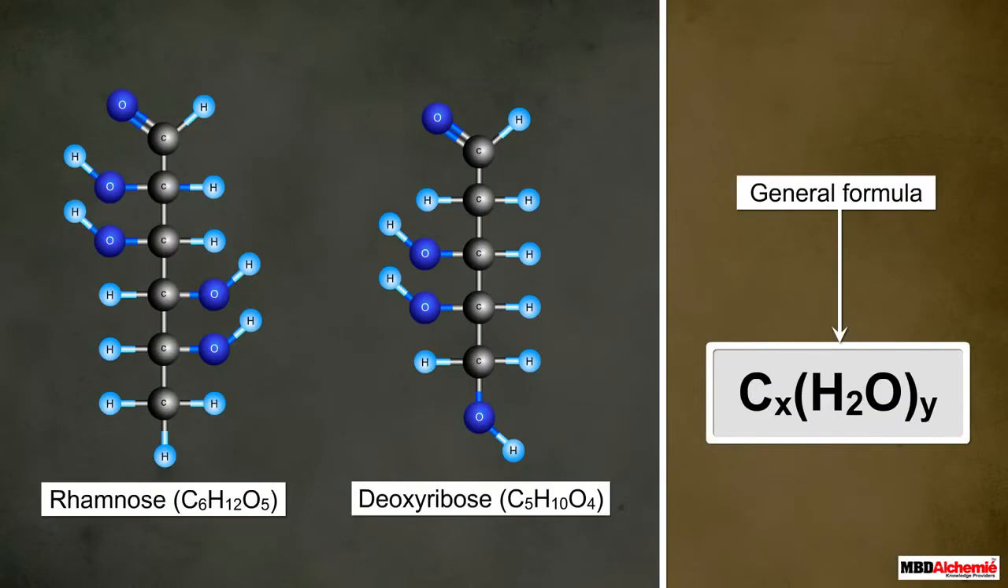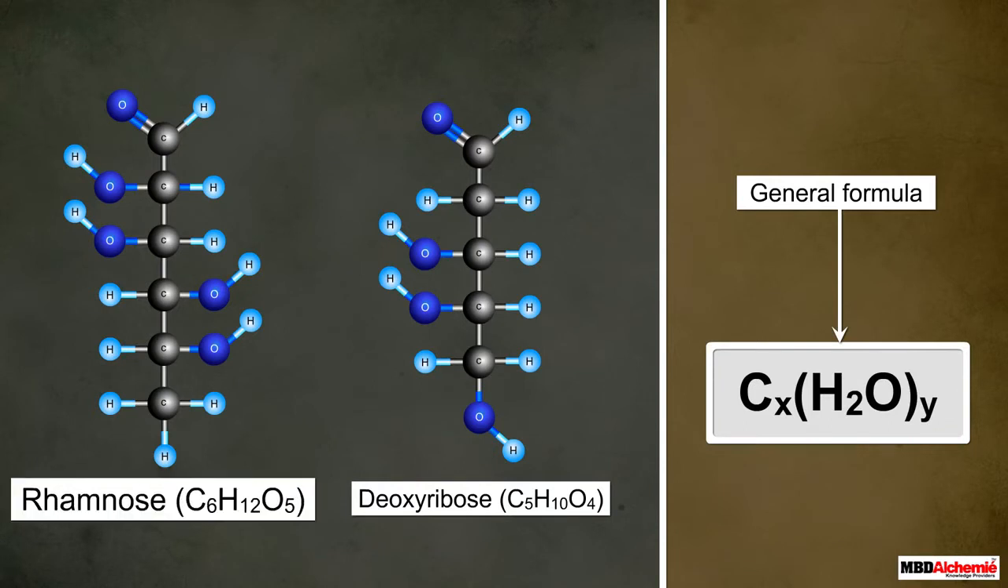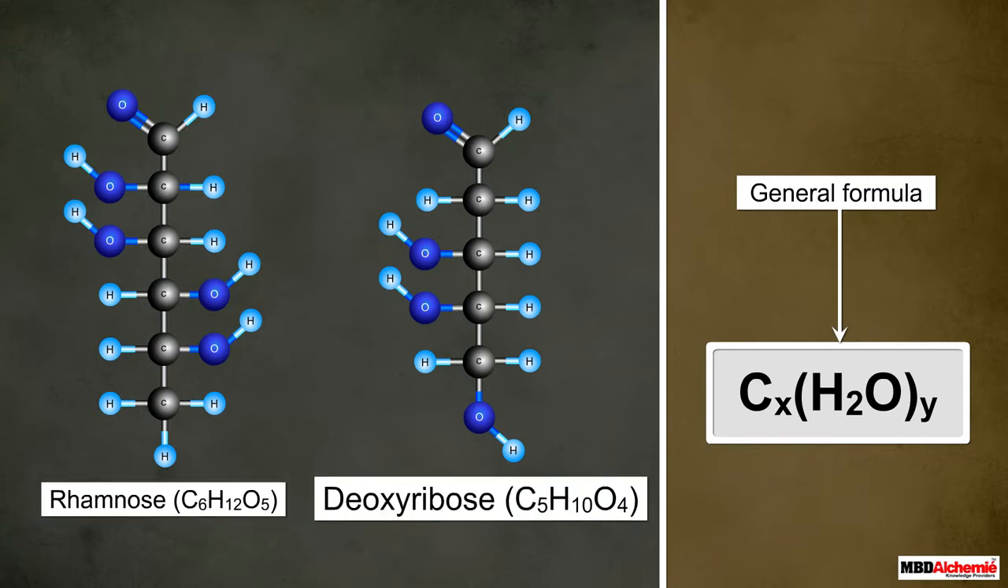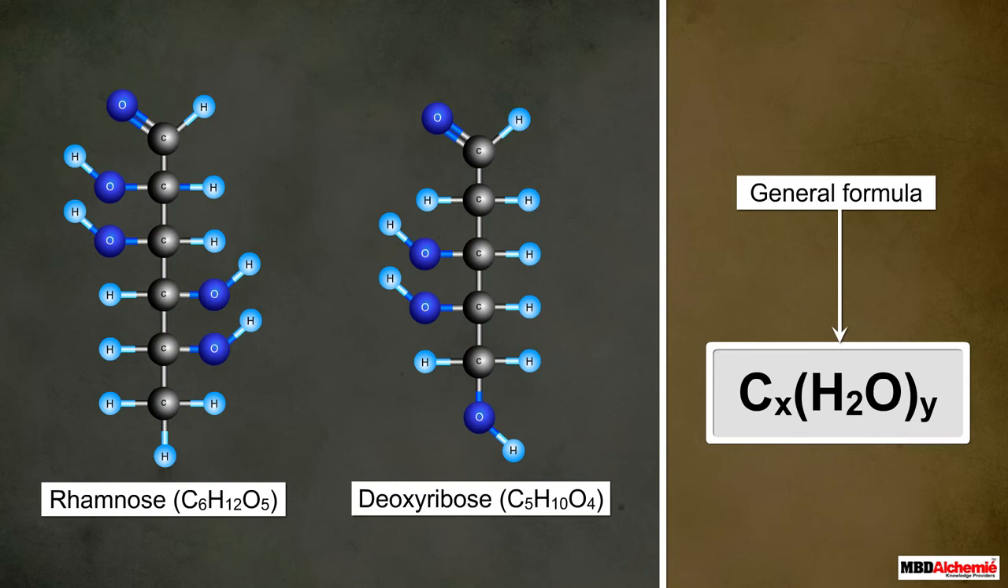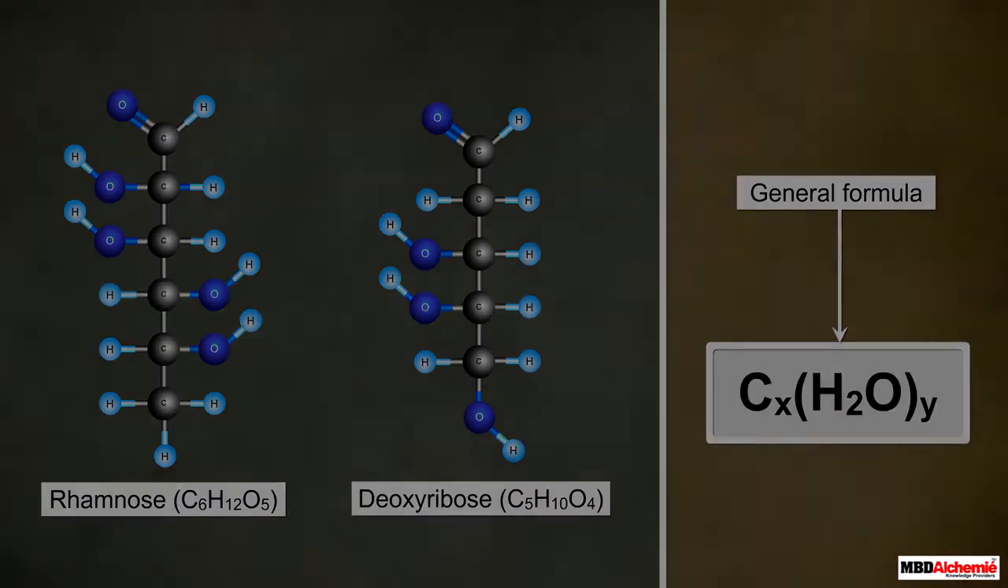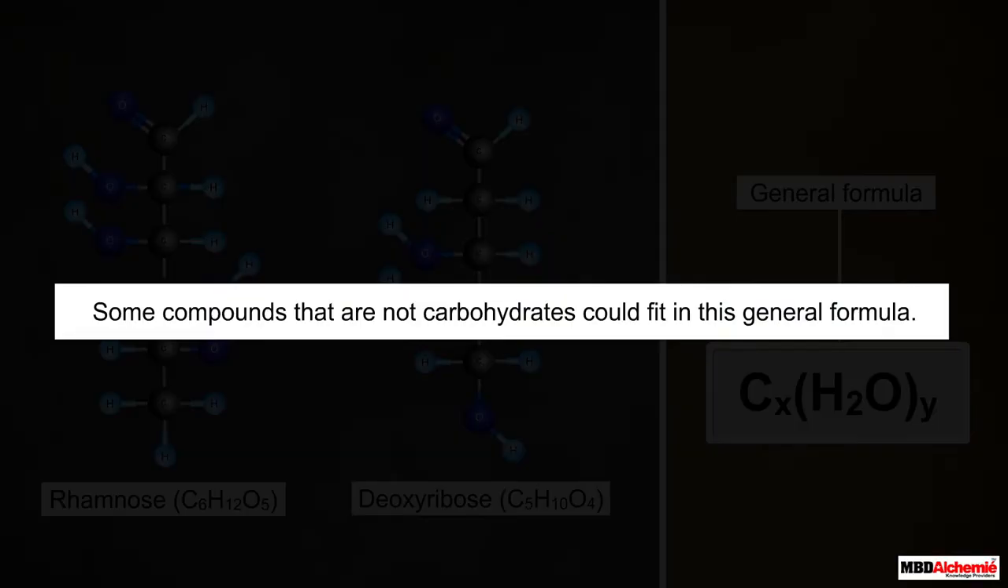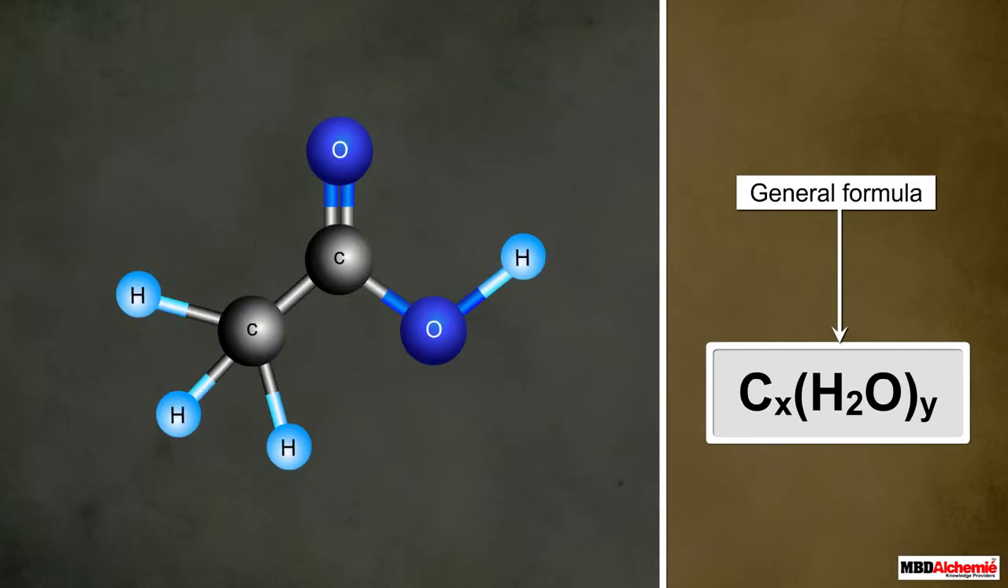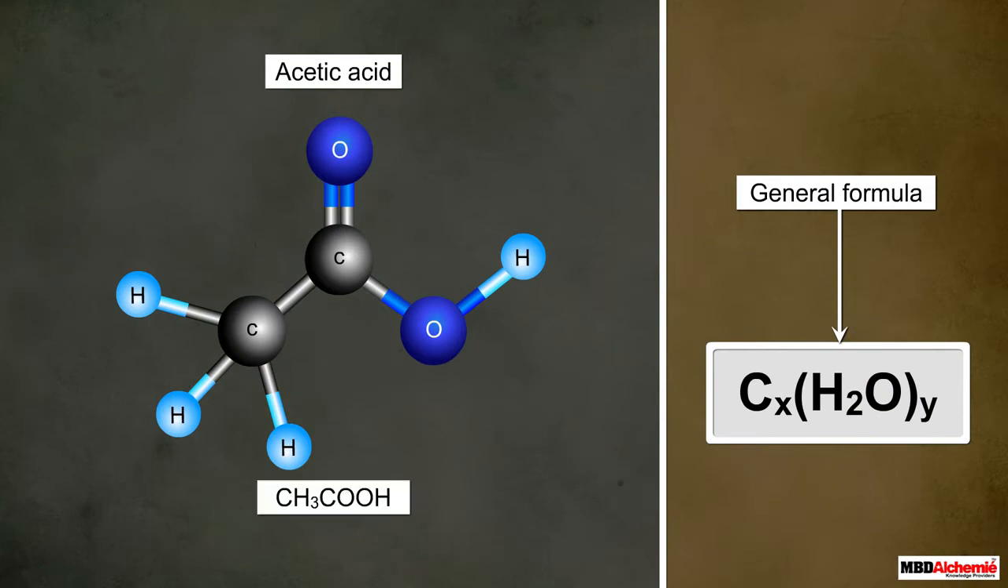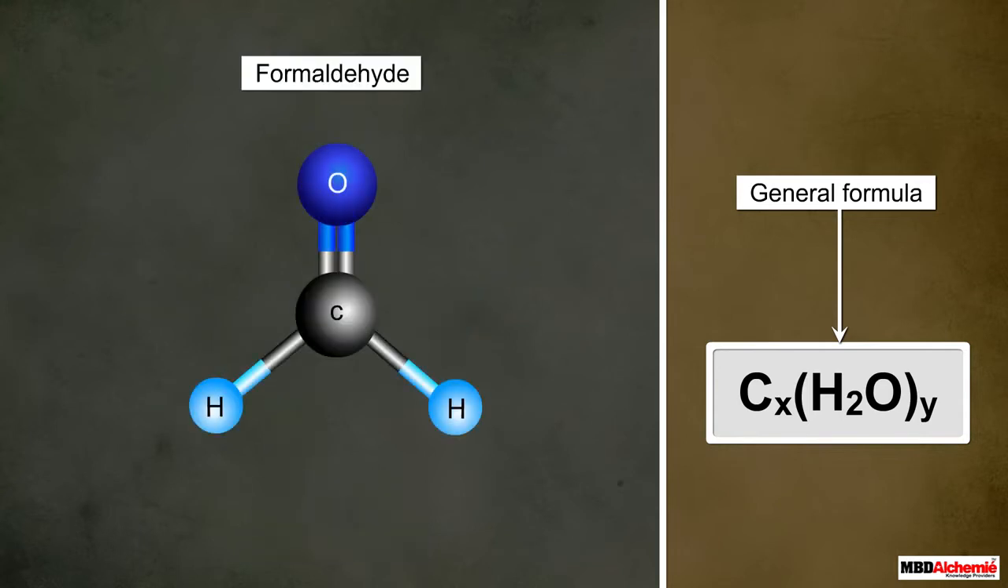However, later it was known that many carbohydrates such as rhamnose, C6H12O5, and deoxyribose, C5H10O4, did not fit in this general formula. Also, some other compounds that are not carbohydrates could fit in this general formula. For example, acetic acid, CH3COOH, could be written as C2H4O2, and formaldehyde, HCHO, could be written as CH2O.